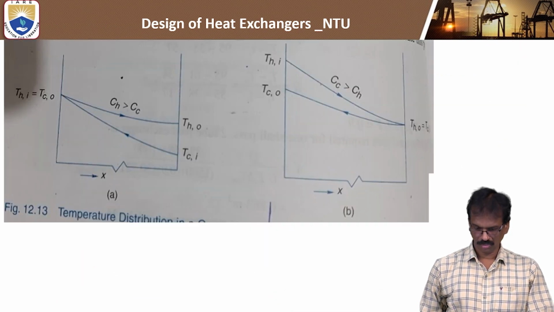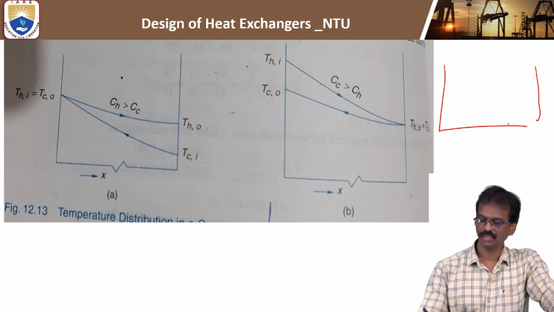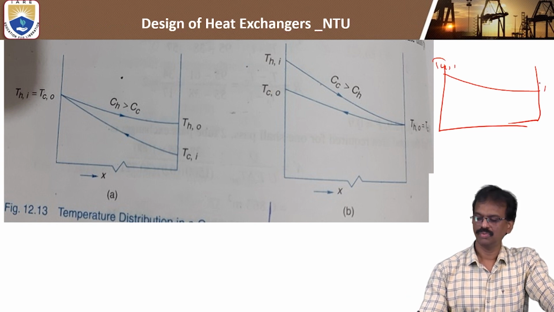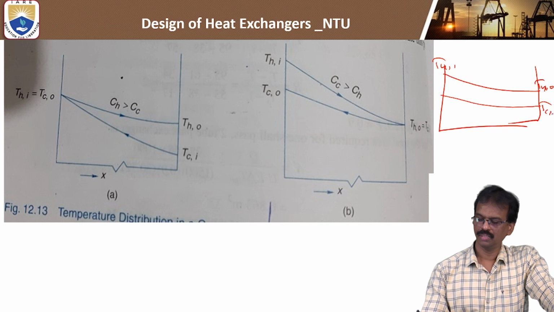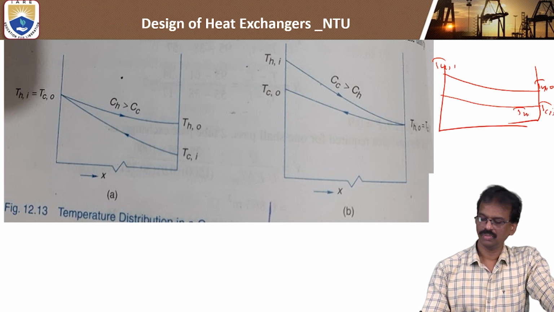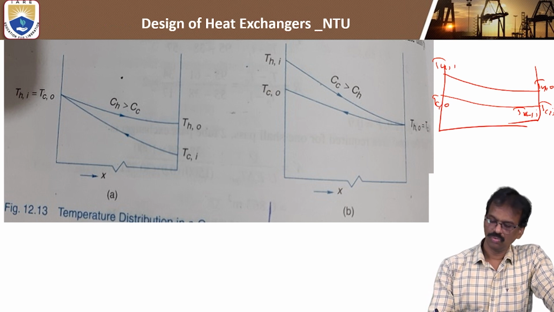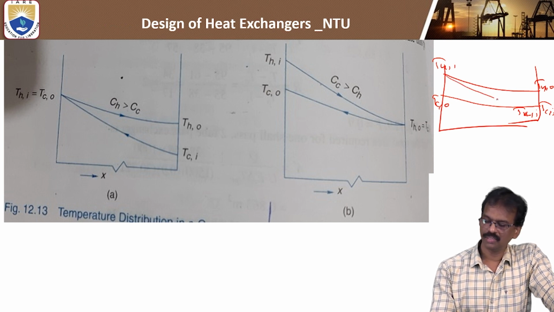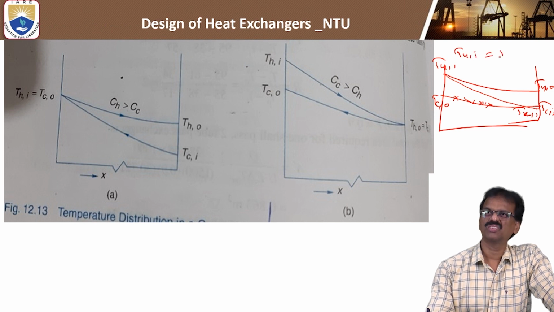Then we will see the formulas. Here is the counter flow graph like this. This is the hot fluid inlet, this one is the hot fluid outlet, this is the cold fluid inlet, and this one is the cold fluid outlet. Suppose the cold fluid outlet is equal to the hot fluid inlet, the graph will be like this. It means hot fluid inlet is equal to cold fluid outlet.